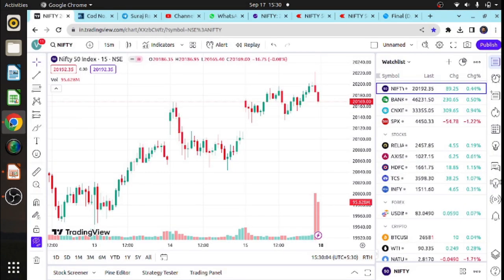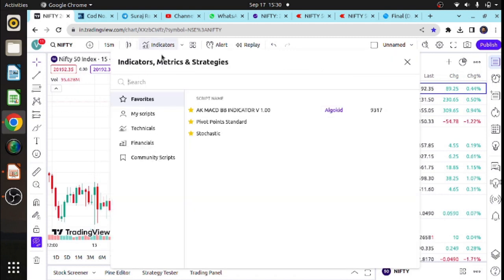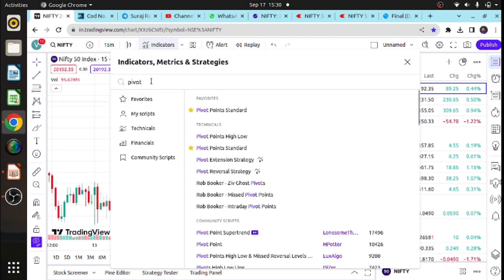So let's move to TradingView. I will show you how to put pivot points on TradingView as well as on Zerodha. I use Zerodha only, that's why I can show it on Zerodha only, but all the leading brokers provide these indicators. So go to indicators, search pivot point. You will find so many pivot points, just use pivot point standard.